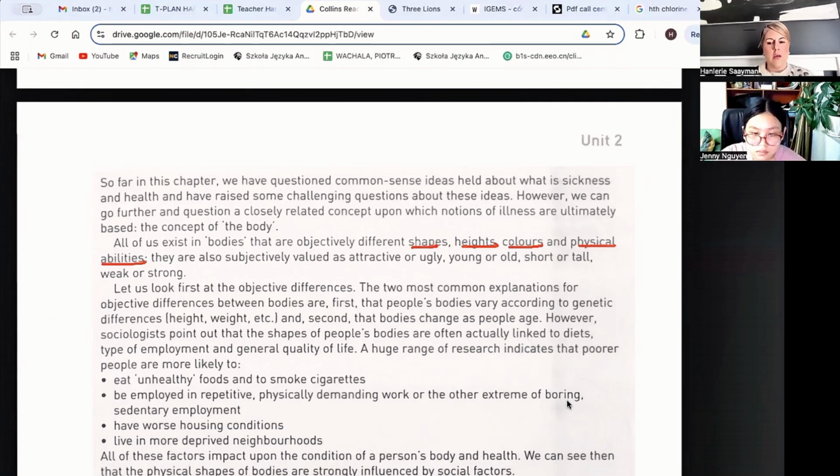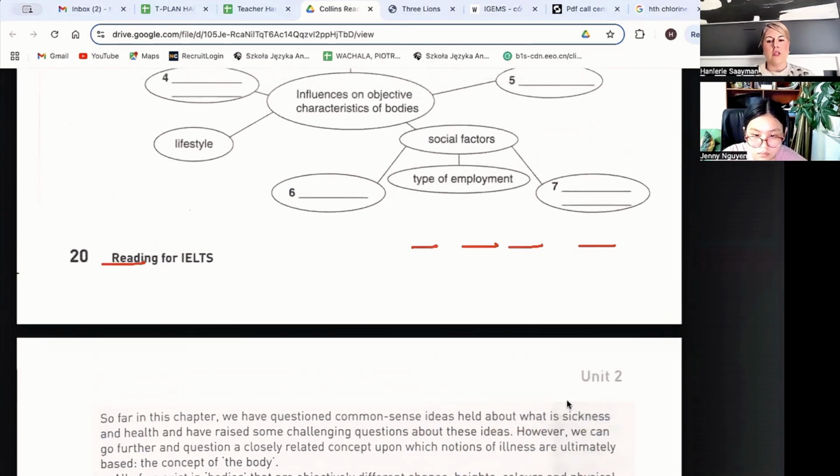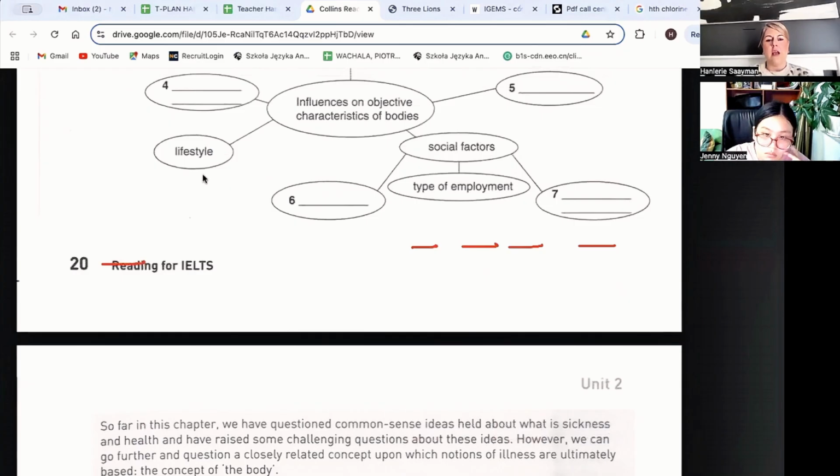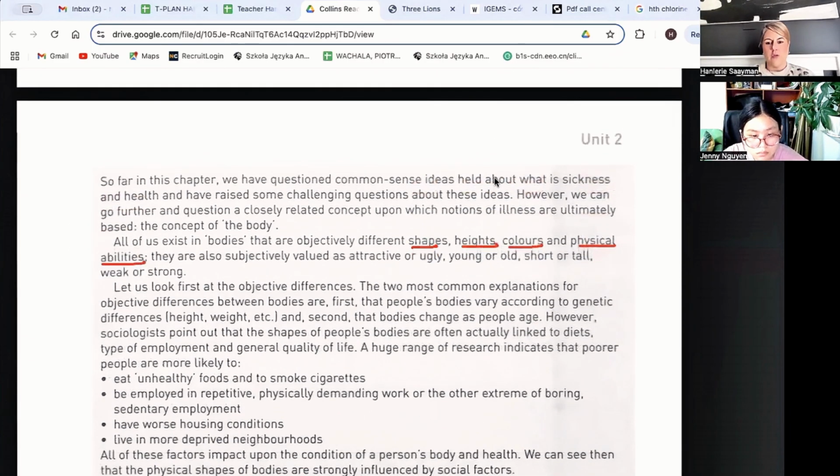Okay. So social factors, lifestyle. There we go. Sorry, I just wanted to quickly do that. So which other two did you say? Worse housing conditions, live in more deprived neighborhoods. Yes, well done, Jenny. That was really good.